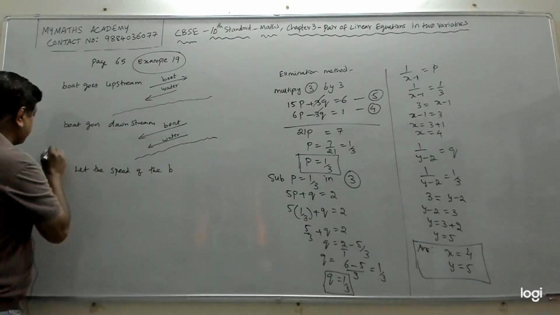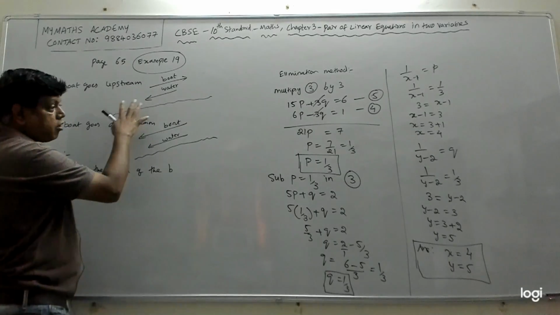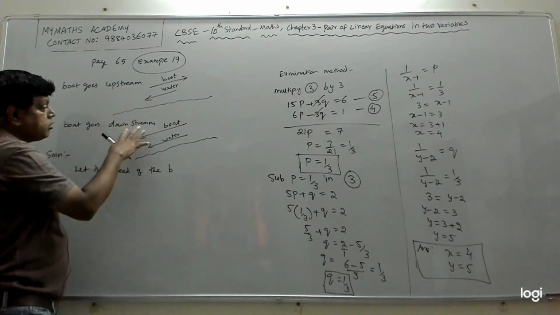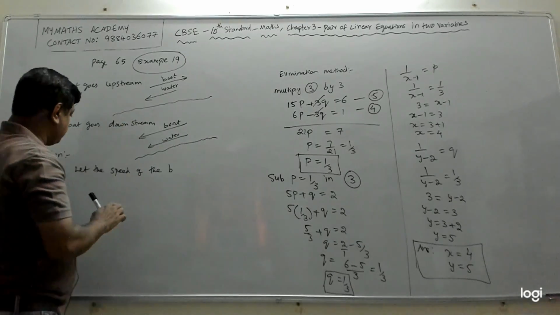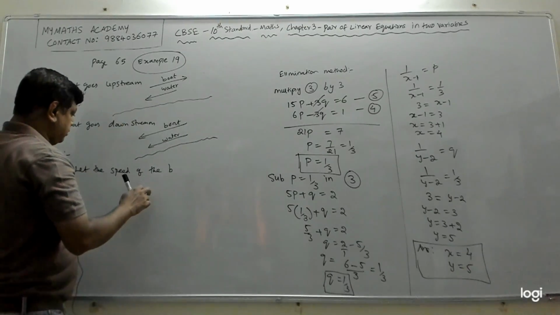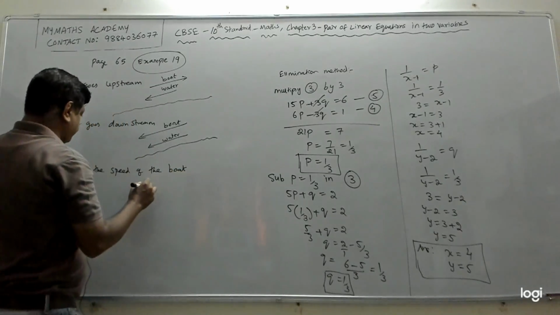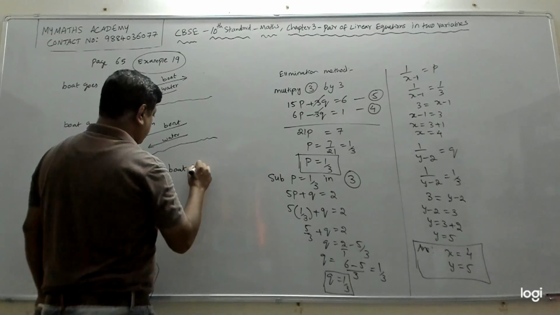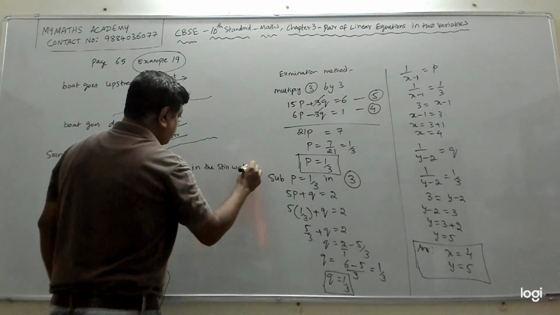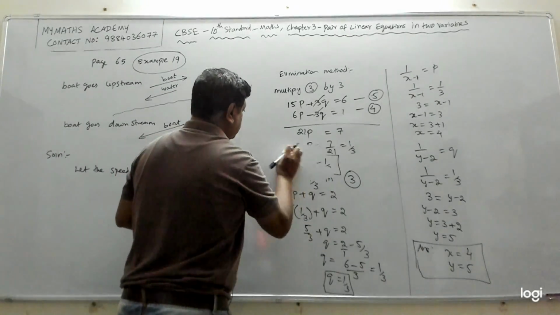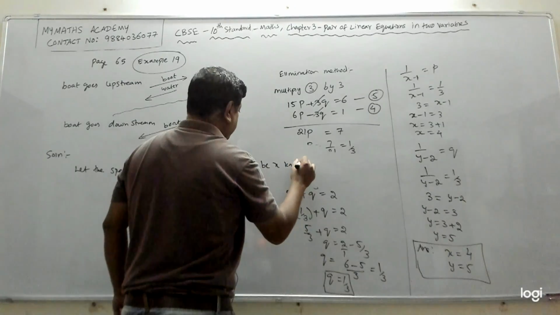So I'm starting the solution for this problem. Solution for example 19. You need not write these, you need not draw this picture. I drew this for your understanding, to understand what is upstream and what is downstream. Now, let the speed of the boat in the still water be x kilometer per hour.